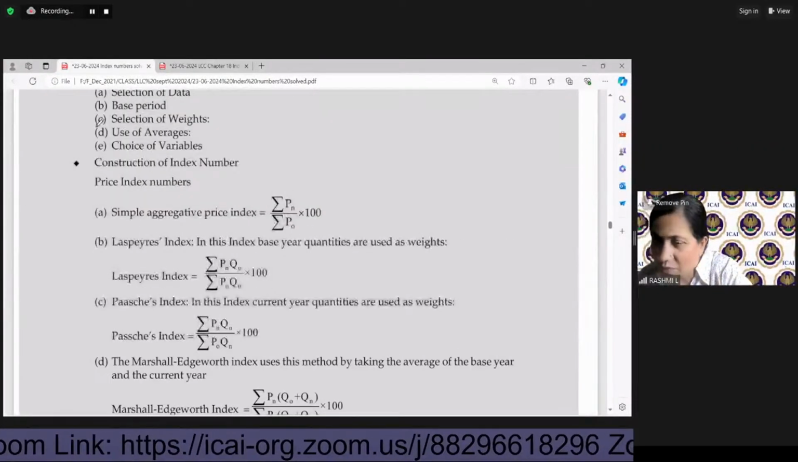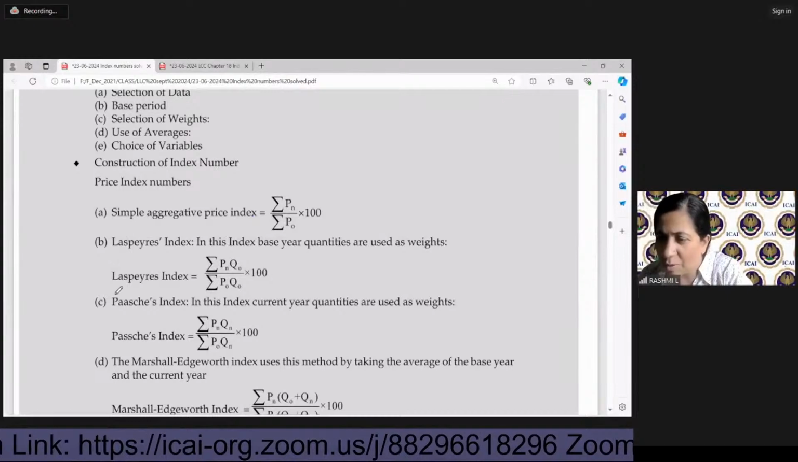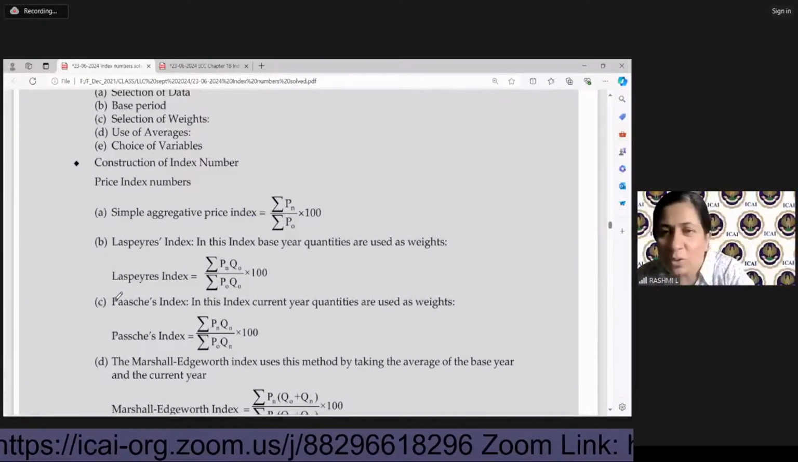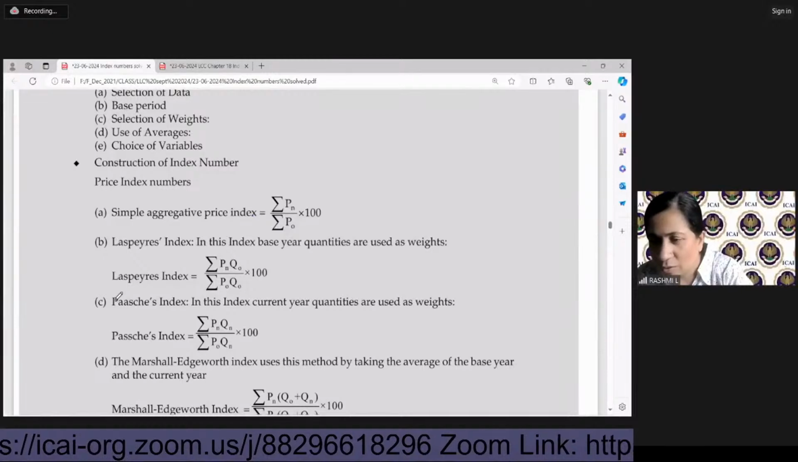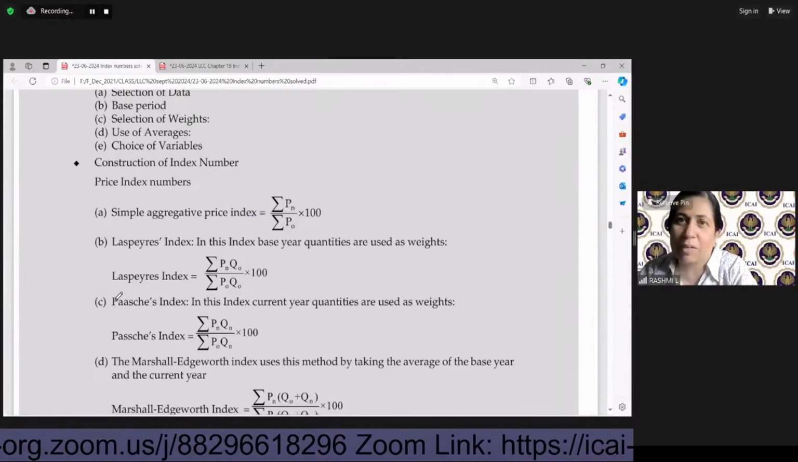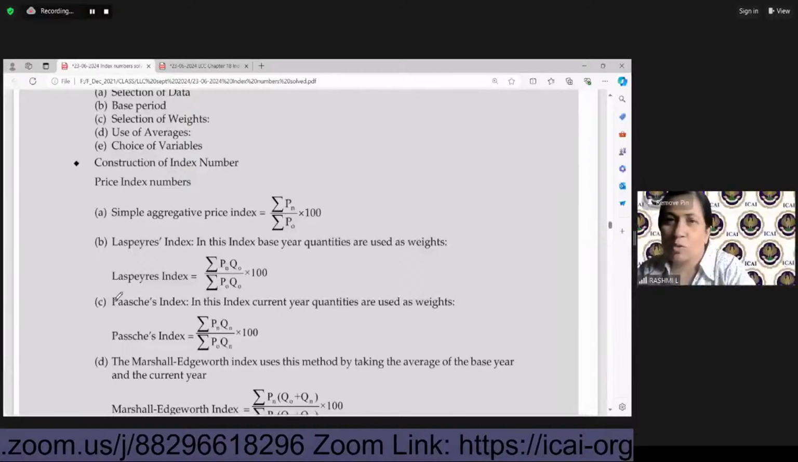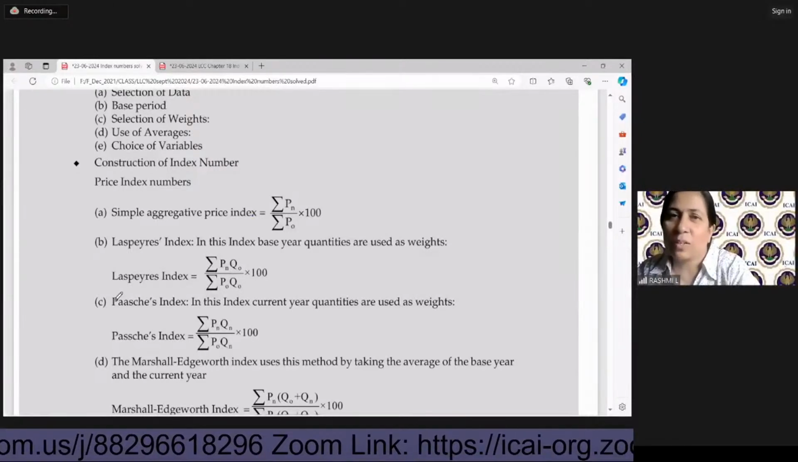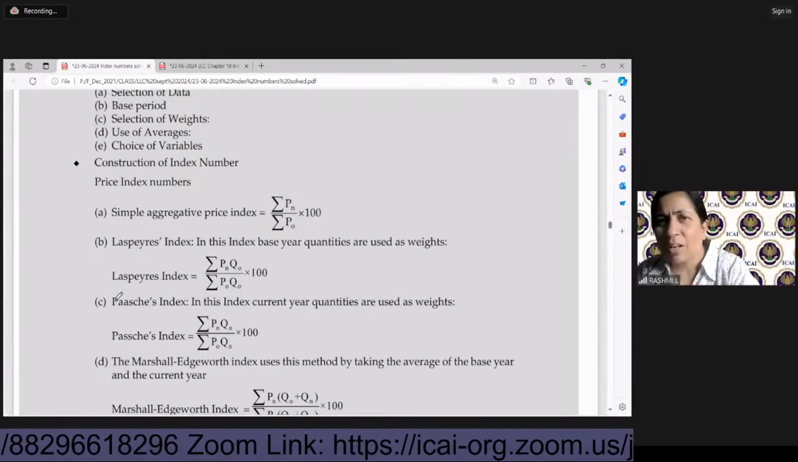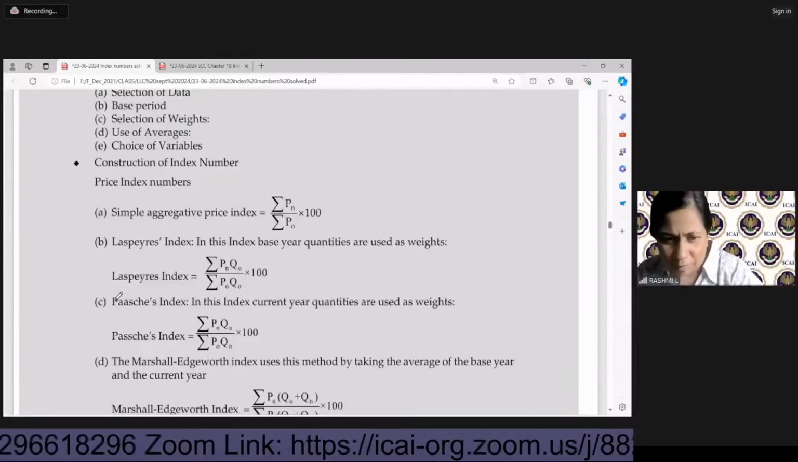So as you can see at the end of the chapter, all the formulas are given one below the other. So you could write them down in your notebook. Those of you who have September or December attempts will write them down in a new notebook. Those who are appearing tomorrow just have to practice on rough paper.